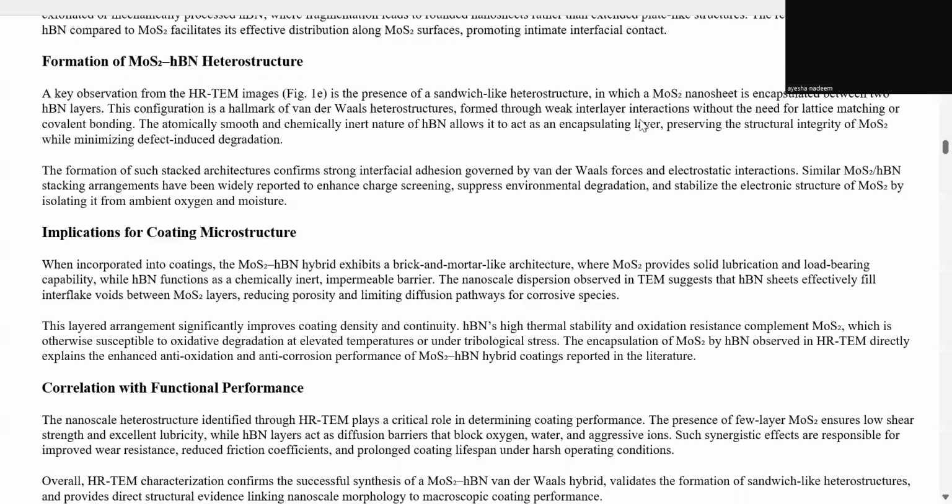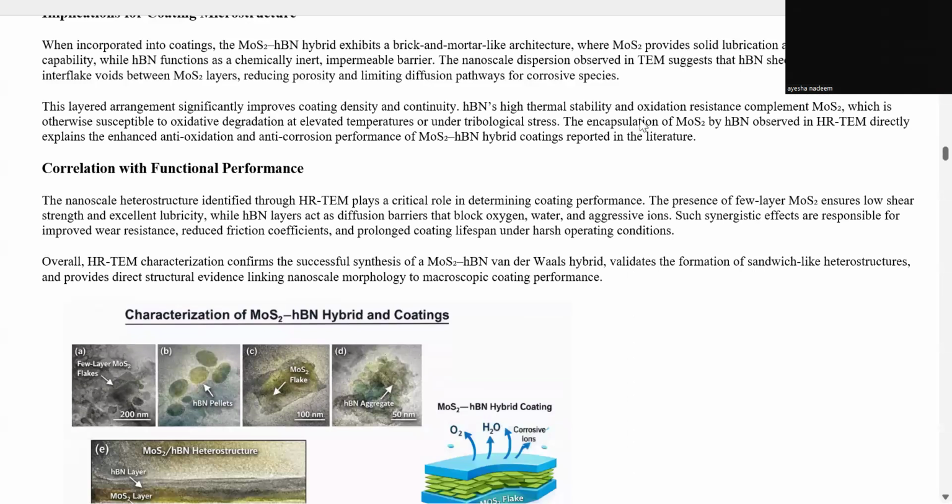Then the correlation with functional performance: the nanoscale heterostructures identified through HRTEM play a critical role in determining coating performance. The presence of few-layer molybdenum disulfide ensures low shear strength and excellent lubricity, while hBN layers act as a diffusion barrier that blocks oxygen, water, and aggressive ions. Such synergistic effects are responsible for improved wear resistance, reduced friction coefficients, and prolonged coating lifespan under harsh operating conditions.